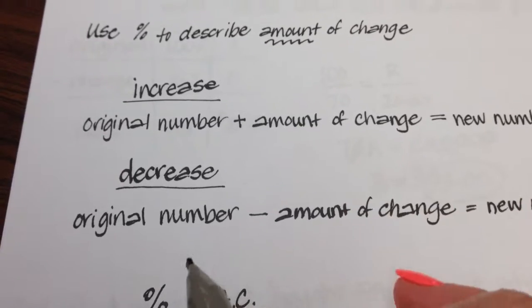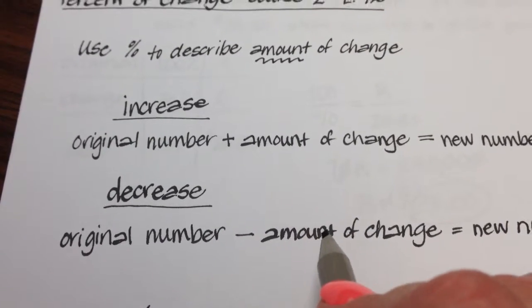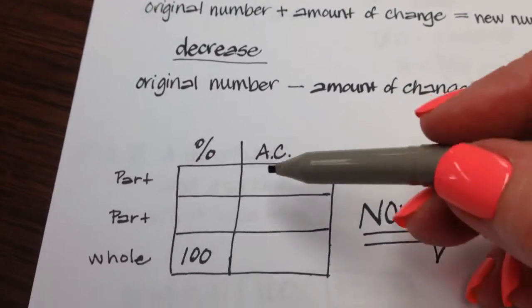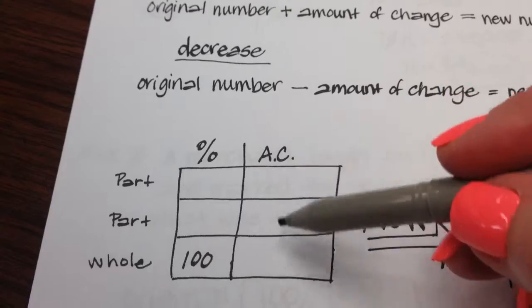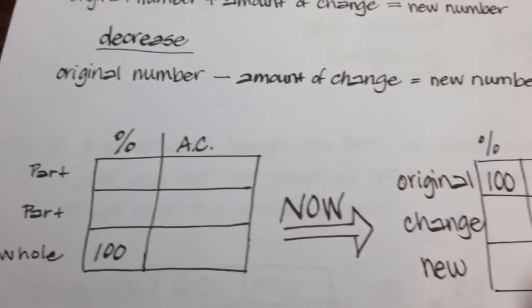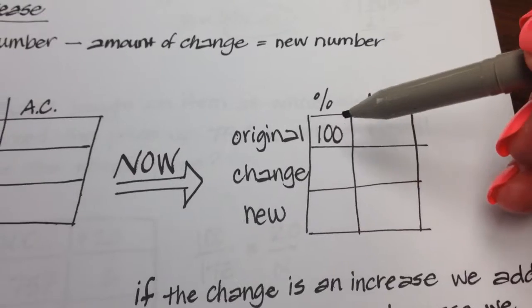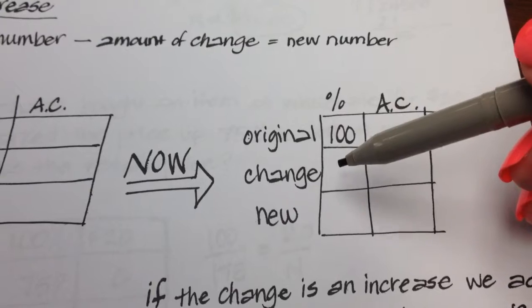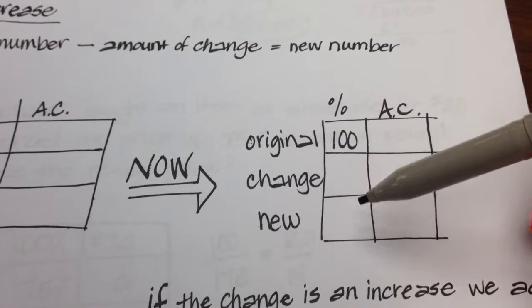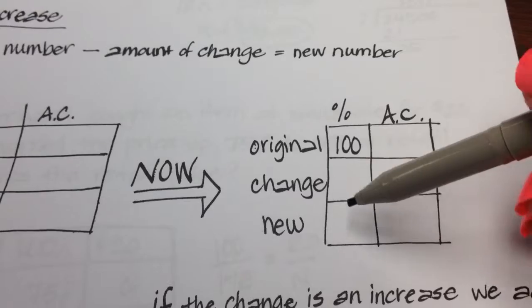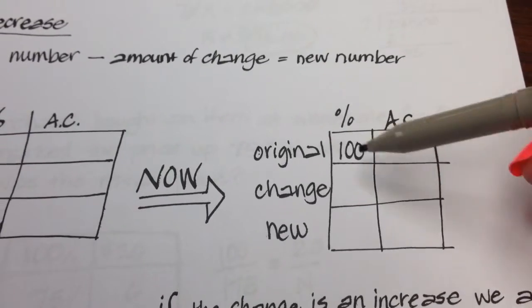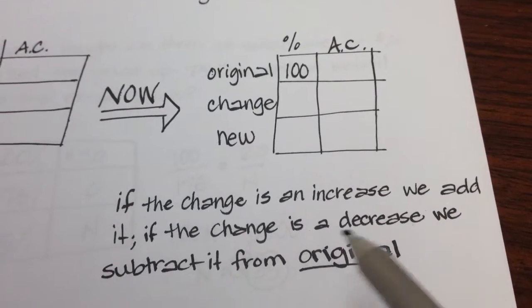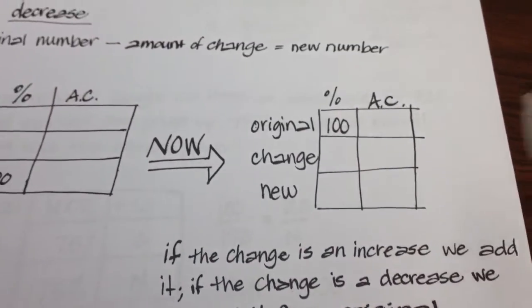If the amount decreases, guess what? You subtract the amount of change. You get your original number minus the amount of change, and you get your new number. So here's how we used to do it, right? Part, whole, and then we would put the numbers in and figure it out. Well, now it's going to be original, and it will always be 100% in this lesson. Always. The original is 100%. The change is whether we add to that or subtract from that, and then you will have your new percent, and then one of these will be filled in, and then we do our ratio box thing. So if the change is an increase, we add it. If the change is a decrease, we subtract it from the original 100%.